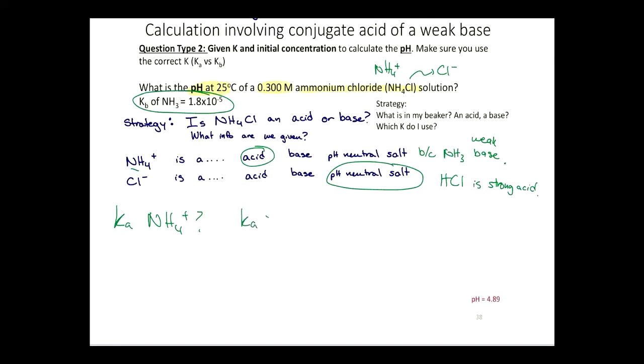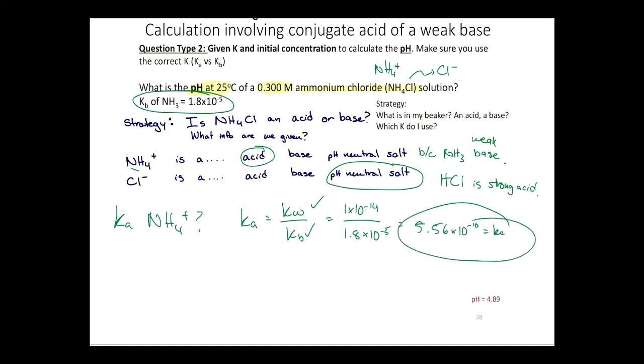Ka is simply Kw over the Kb that's given. You know Kw, and Kb is given for ammonia. So simply the Ka for ammonium is 1 times 10 to the negative 14 over the Kb that's given, 1.8 times 10 to the negative 5. So Ka for ammonium is 5.56 times 10 to the negative 10. That is Ka. That's the number that we're going to use in our ice table.